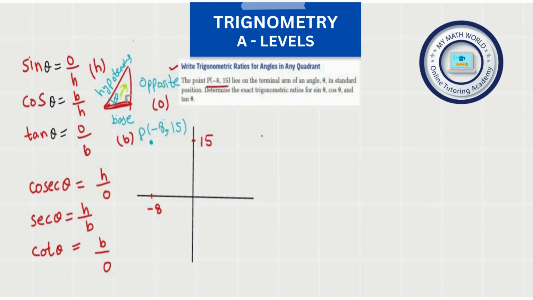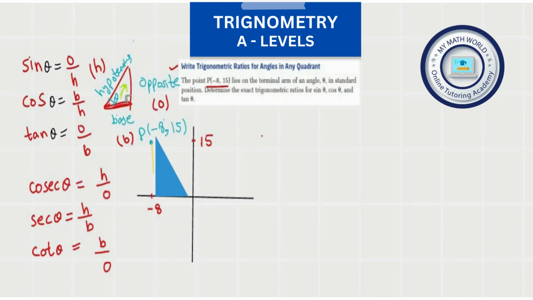Okay, so now to make a triangle, since we have to apply the trigonometric ratios by the use of a triangle, a right angle triangle is required here. So let's try to make it. This is the point which is parallel to the y-axis, which is 15.